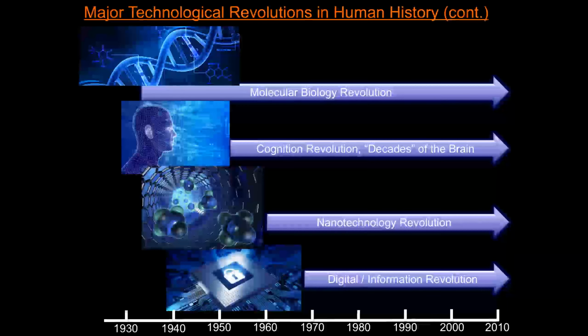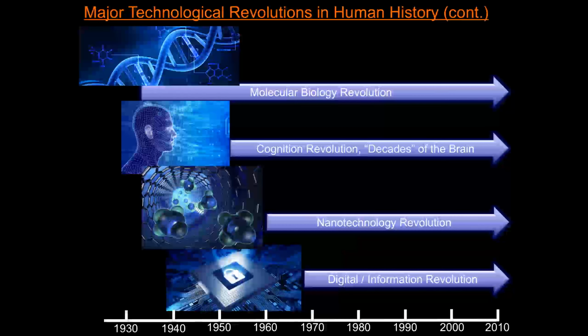These are the major technological revolutions in human history, just actually 4 of them that started in the 20th century. So if you look in the bottom scale there, the 1930s, and that top purple bar is when the molecular biology revolution started in the 1930s. The cognitive sciences started in the early 1950s. The nanosciences, the third arrow down there, as you can see, started around 1960. And the digital and information revolution started in the late 1960s.